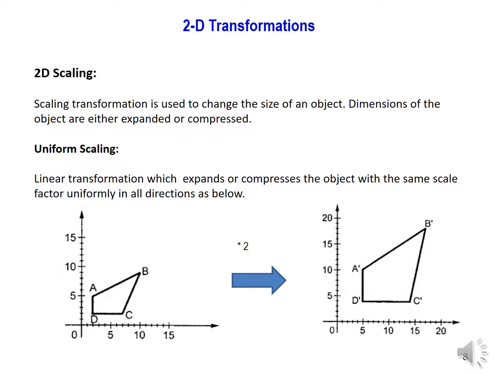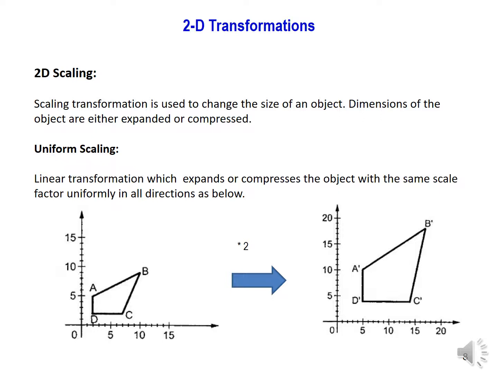Another type of transformation is scaling. Scaling done in a 2D plane is known as 2D scaling. Scaling transformation is used to change the size of an object. Dimensions of the object are either expanded or compressed. So there are two types of scaling. One is uniform scaling and the other is non-uniform scaling.